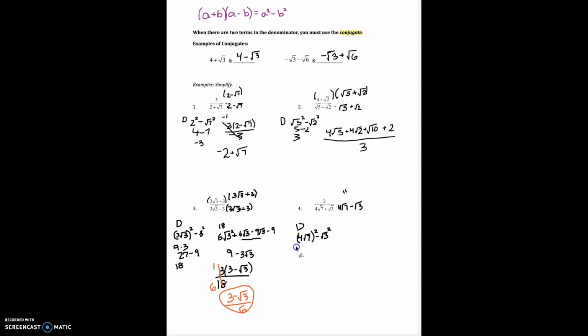So we have to do 4 squared, which is 16, and then times 7, leaving us with 112, and then minus 3. So we get 109 for our denominator. And now we'll multiply the 2 by that 4 root 7 minus root 3. And notice you can't simplify the 2 and 109, so we're just going to have 8 root 7 minus 2 root 3 all over 109.